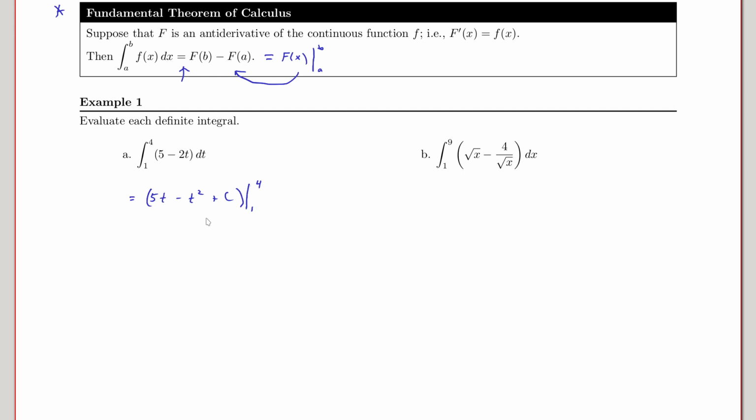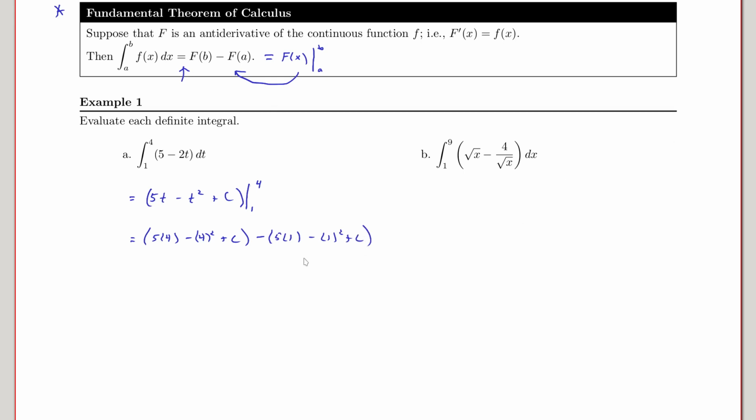So you're still doing the previous few sections to do these problems. What the fundamental theorem says is now go farther and plug in your values. So we'd have 5 times 4 minus 4 squared plus c. Then we plug in the lower value. So it's the top one minus the bottom one. And we have 5 times 1 minus 1 squared plus c.